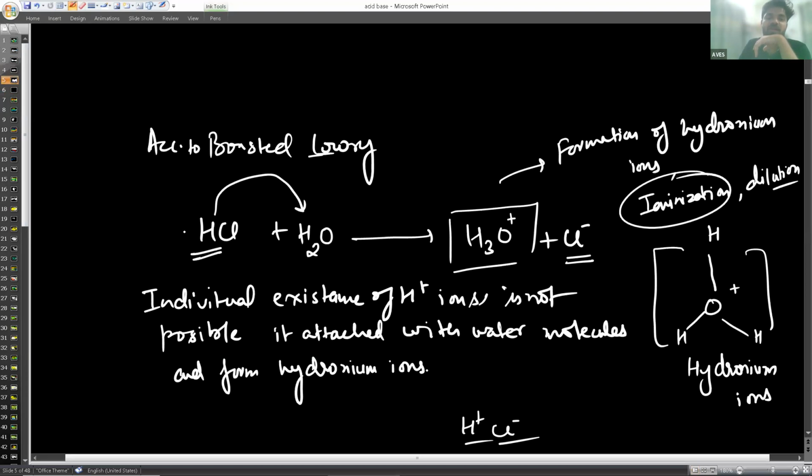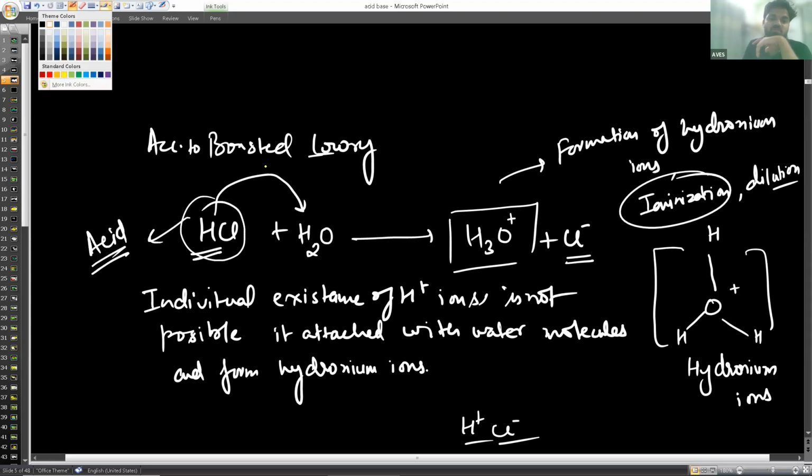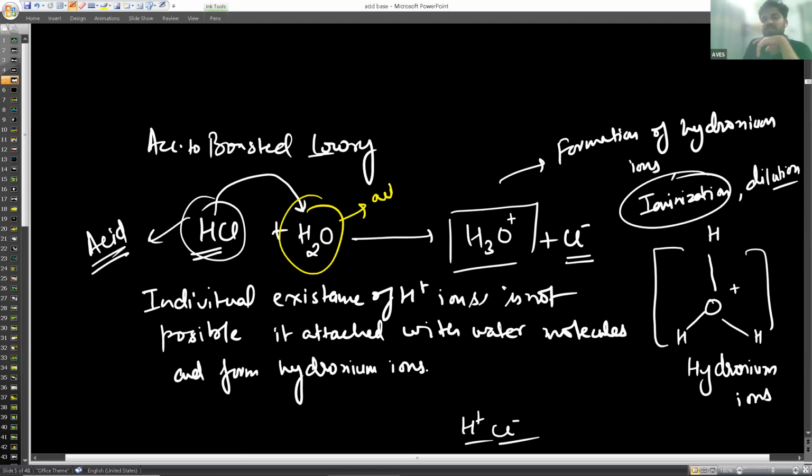Next, in this case, if you check, according to Bronsted-Lowry, HCl is donating the H plus ion, so it is an acid. It is an acid because it is donating the H plus ion, and water is accepting the H plus ion. That's why it will form H3O positive. So here water is acting as a base. Okay. Got it? You understood? Here the water is acting as a base. Next.